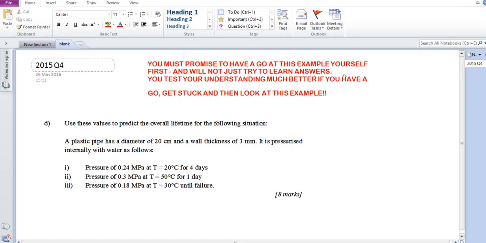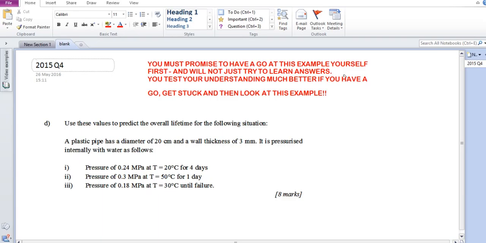Okay, this is part D of the 2015 question 4. If you haven't looked at the previous video on part C, have a look at that first because this one follows on from it. This again is dealing with Miner's rule. Previously we'd worked out the values of A and C having already been given the value of B.